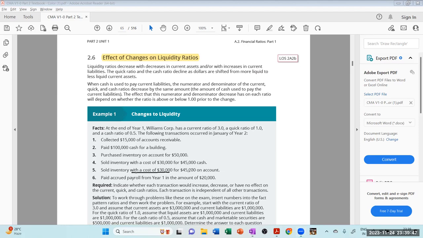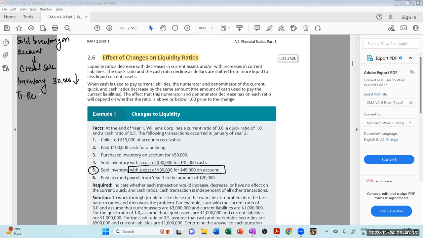Sold inventory with a cost for 45,000 on account. Again, this is going to impact. Now, sold inventory on account means what? It's a credit sale. What is the impact? Inventory by 30,000 will fall and trade receivable by 45,000 will increase. Kindly understand this aspect.